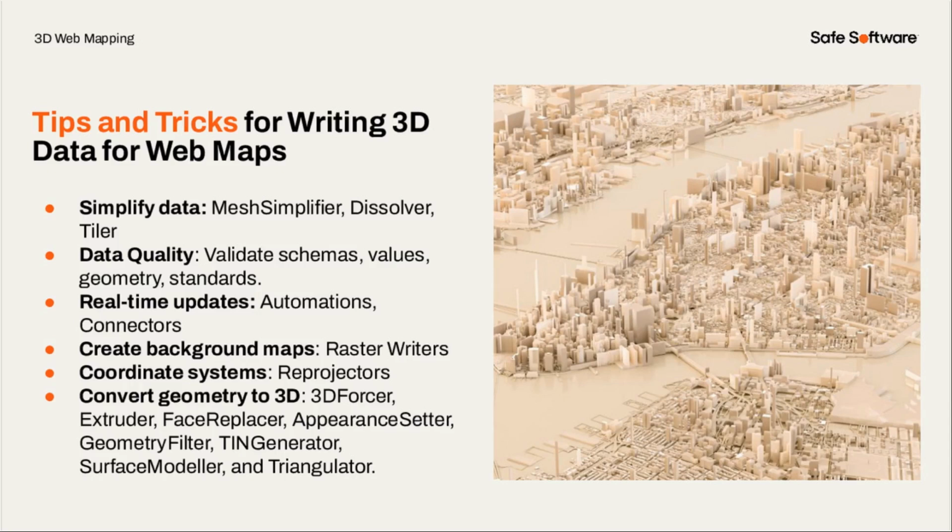Nothing spoils a map faster than outdated data, so with FME automations, we can actually schedule updates and automatically upload hosted datasets, ensuring your maps are always current. FME can create and update every layer of your 3D web maps, whether that's the vector features or raster background maps. With support for a wide variety of formats, you can build complete end-to-end cohesive maps. And beyond the extruder that we used in the demo, FME offers tools like the 3D Forcer, Surface Modeler, or Triangulator to handle all of your 3D transformation needs.